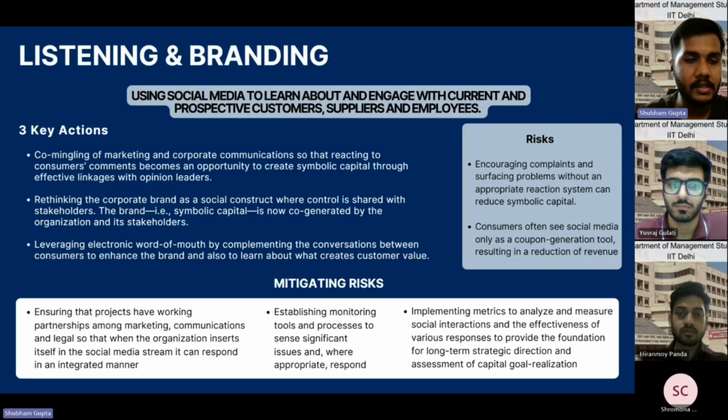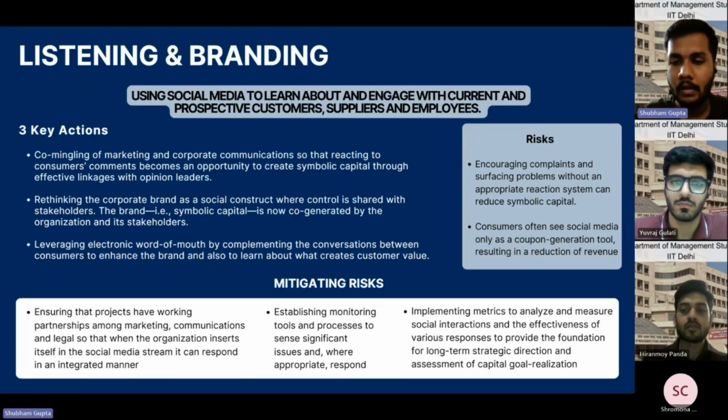So we mitigate this risk by ensuring that the projects have a working partnership among marketing and communications as well as legal. So when the organization inserts itself on social media, the responses can be streamlined. The second is establishing monitoring tools and processes to sense significant issues, and where appropriate, the organization should be able to respond. Third comes implementing metrics to analyze and measure social interactions and the effectiveness of various responses to provide a foundation for long-term strategic direction.